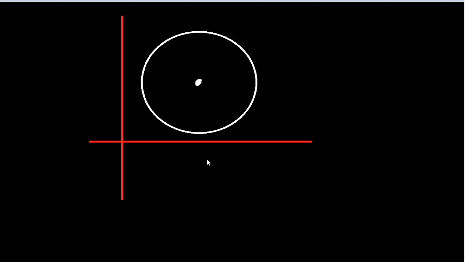Today we're going to look at how to find the equation of a circle. We know that the general equation of a circle is given by x squared plus y squared plus 2gx plus 2fy plus c equal to 0. So the general equation of the circle is of this form, right?